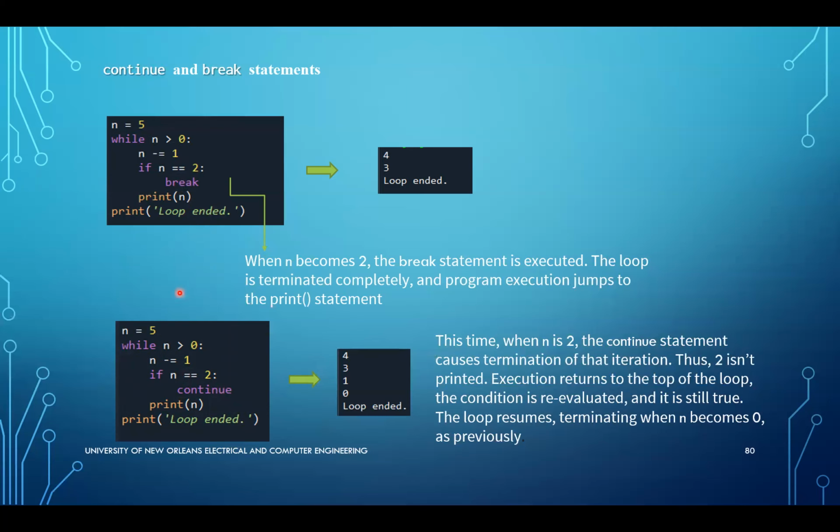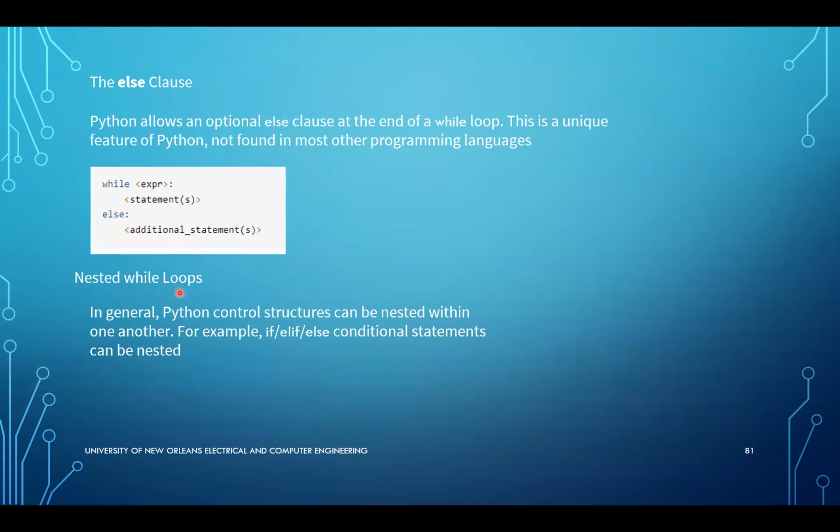All right, let's move on to the next case here. In this case, we have the else clause. Python allows an optional else clause at the end of a while loop, like you can see here. And this is sort of unique in Python. Most programming languages don't have this option, but you can see here that it could be useful. While this expression is true, then this statement will take place. If not, then these additional statements will take place. And of course, there are many other ways of doing this, even in Python, but it's just another option.